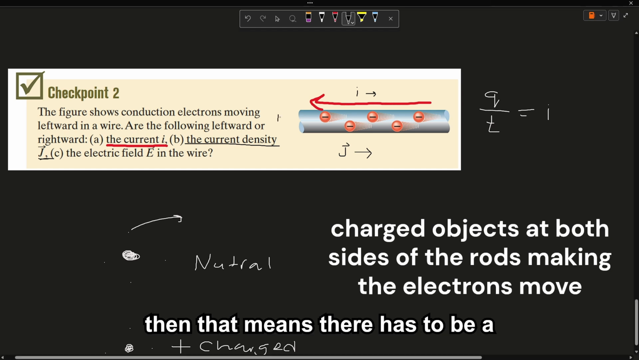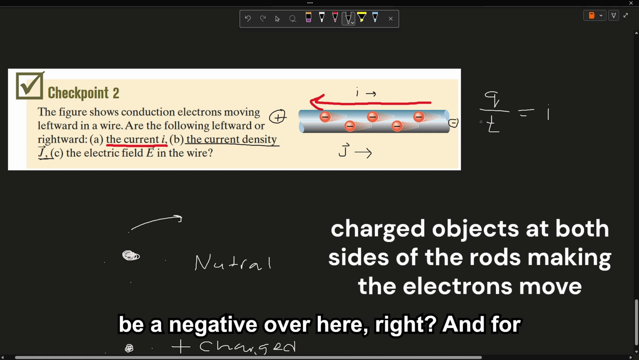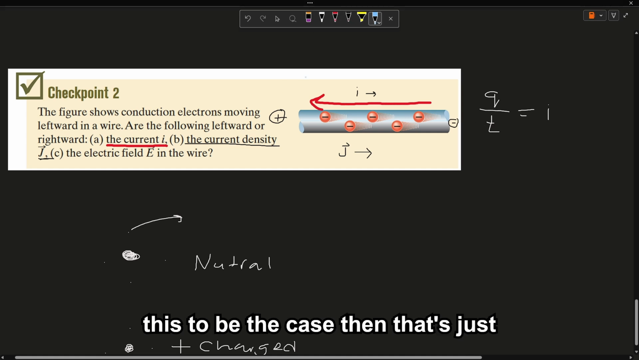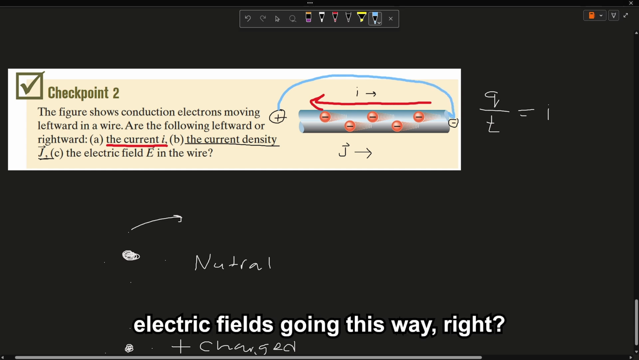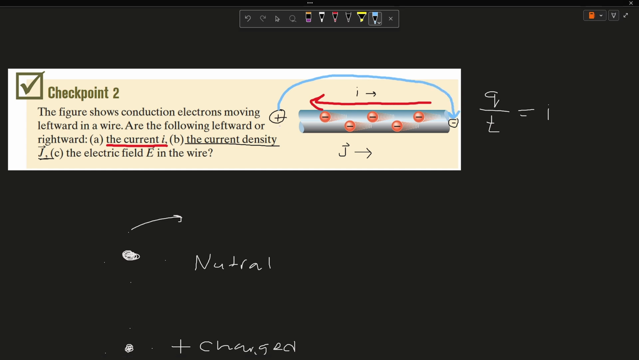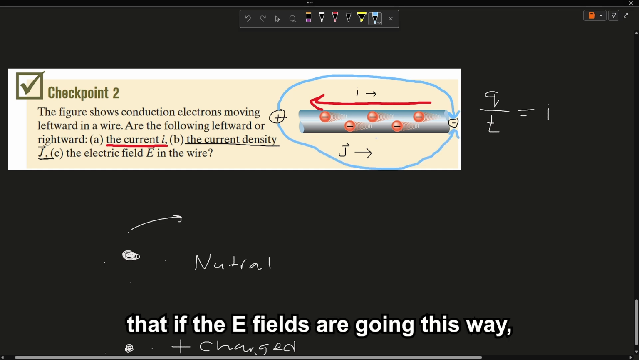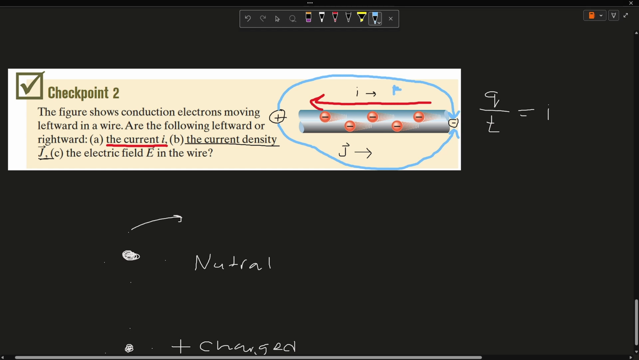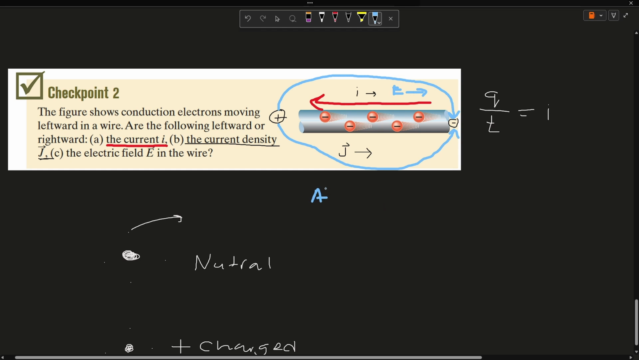then that means there has to be a positive over here, and there's going to be a negative over here. And for this to be the case, that suggests that we have our electric fields going this way. Which means that if the E fields are going this way, the final answer to this is for A, it's going right, B, right, and C, right.